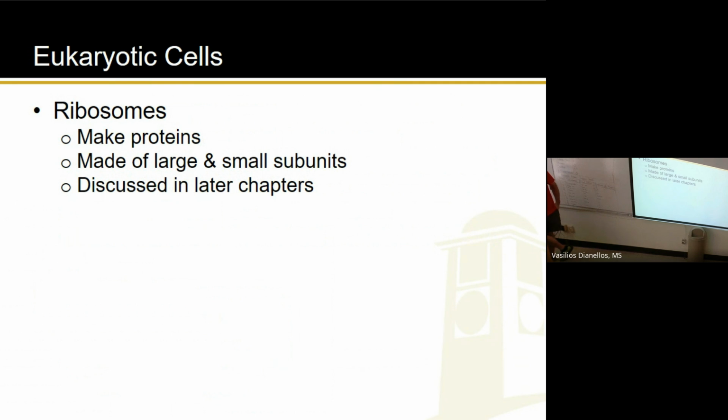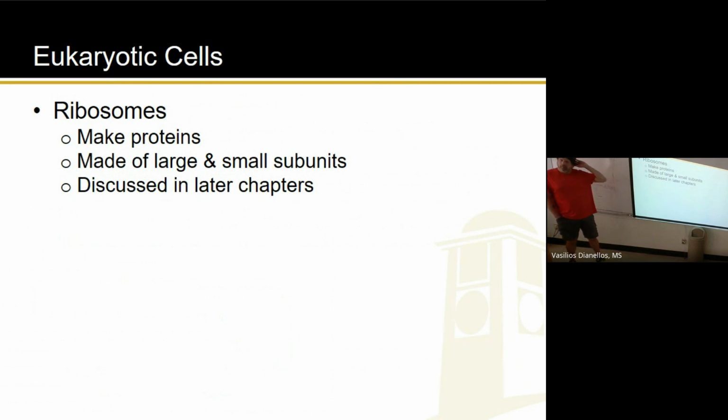Next are the ribosomes. Very important for the semester, not important for the exam, because there'll be a portion of the semester where we talk about this in great detail. Ribosomes are the things that make proteins. They're made up of a large and small subunit. We need to know that later, but not for this exam. They're going to be discussed in later chapters, so for now, we'll just leave it at that. But yeah, we're going to learn a lot about ribosomes.